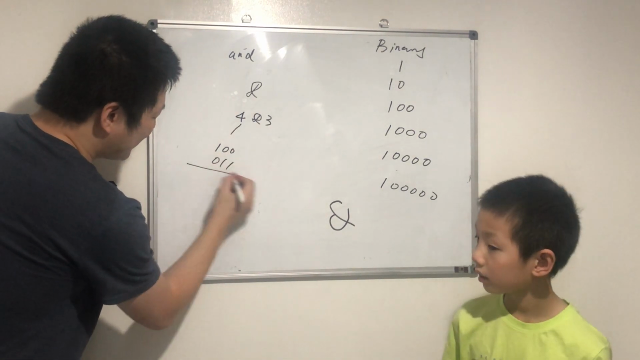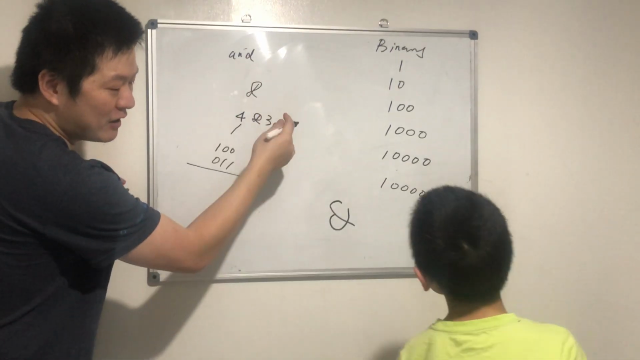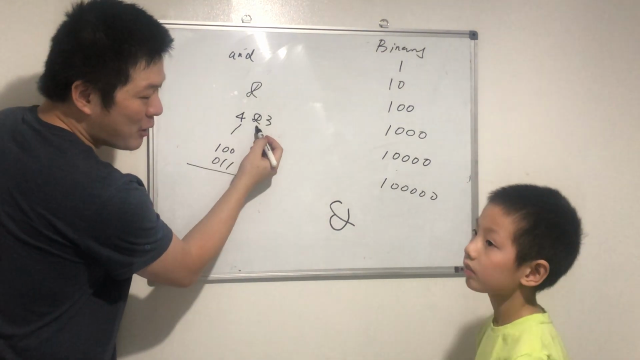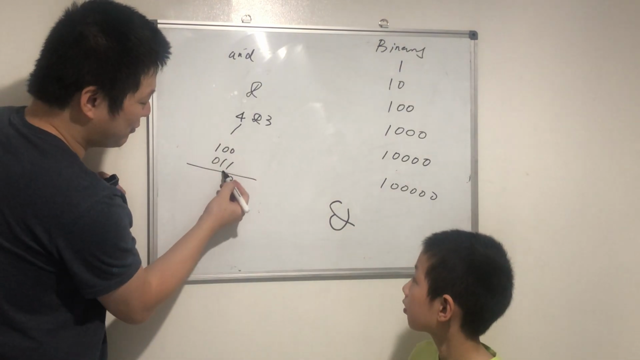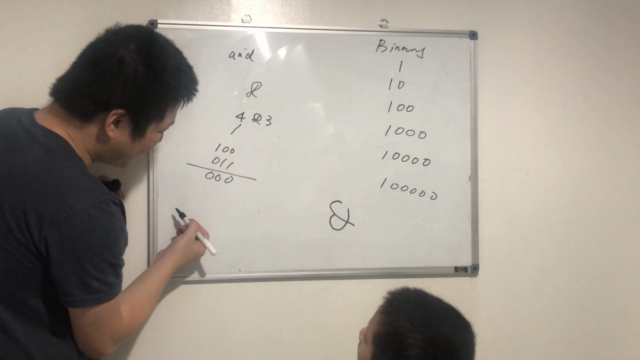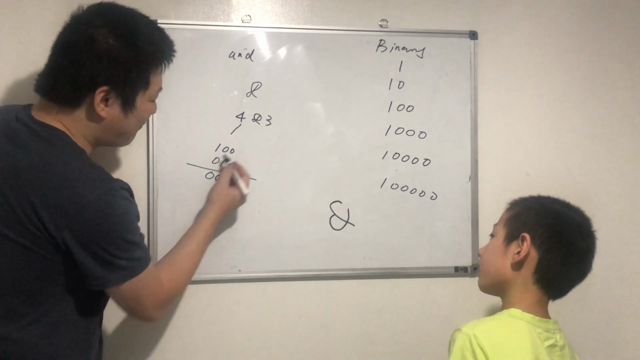So this AND, what does it mean? Remember, true AND true is true. True AND false is false. False AND true is false. False AND false is false. It has to be both 1 in order to get 1. So this will be 0, this will be 0, this will be 0. Got it? Do you get it?